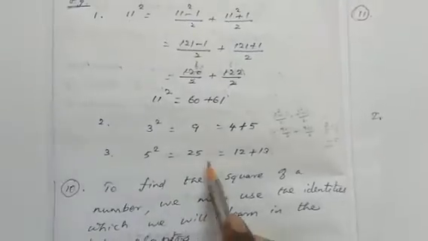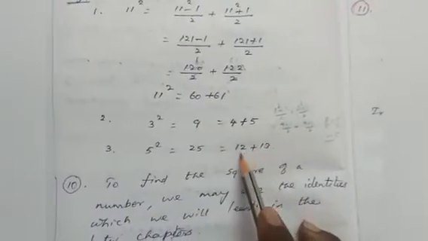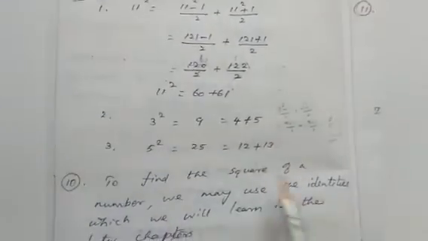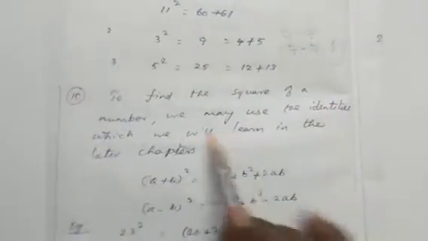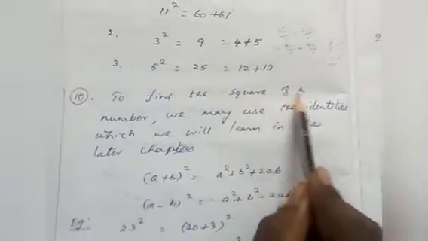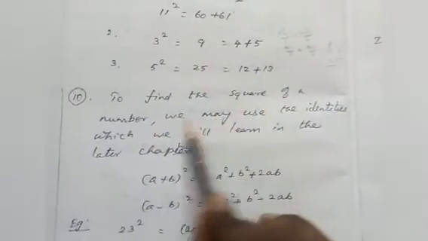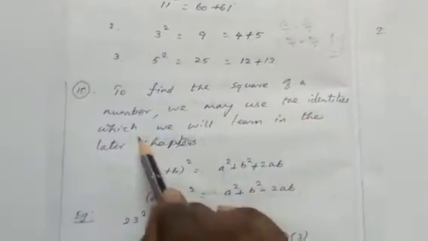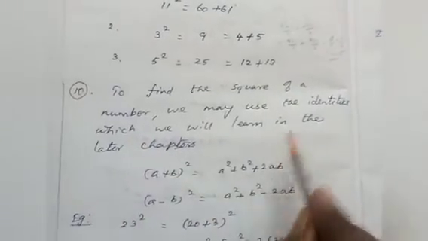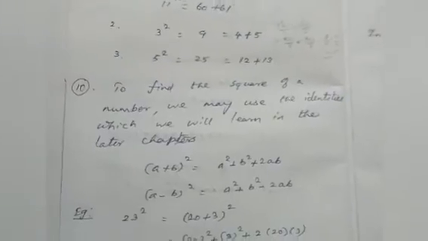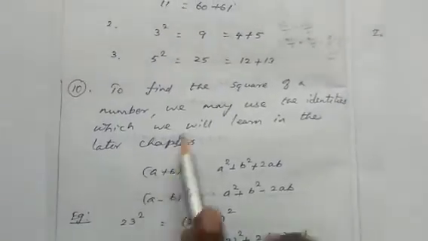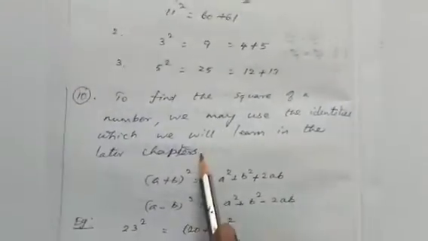5 squared is 25. Using this formula, 25 is 12 plus 13, a sum of two consecutive positive integers. So the next property is to find the square of a number. To find the square of a number, we may use the identities which we will learn in the later chapters.